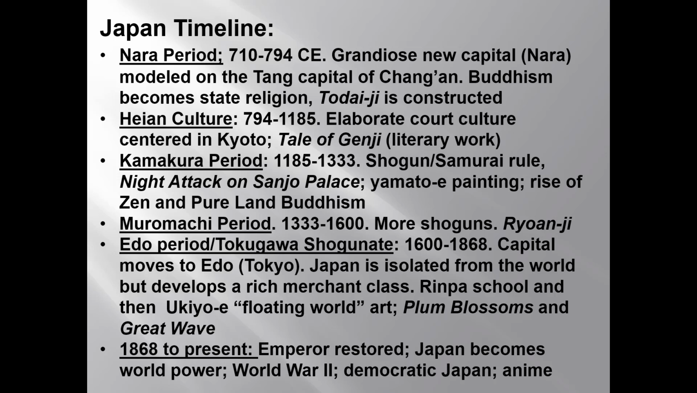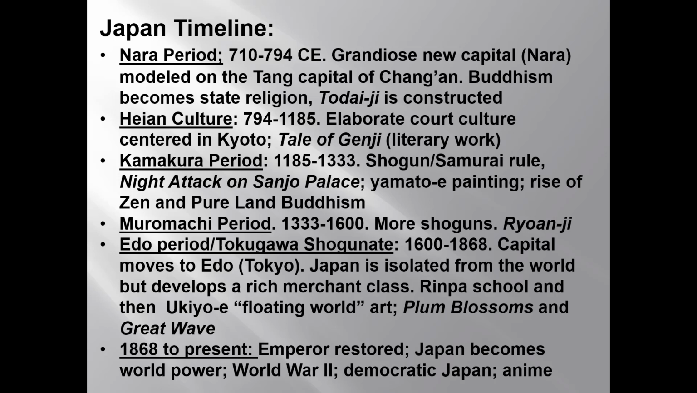Military rulers took over in 1185, and in 1600, they pretty much shut Japan off from the world. Japanese history paintings with warlike themes became very popular. Lots of samurai brandishing swords, and later guns. Think of our night attack on Sanjo Palace.